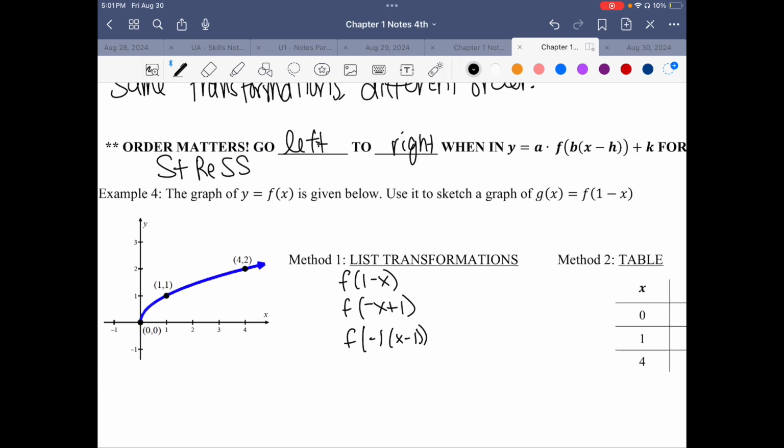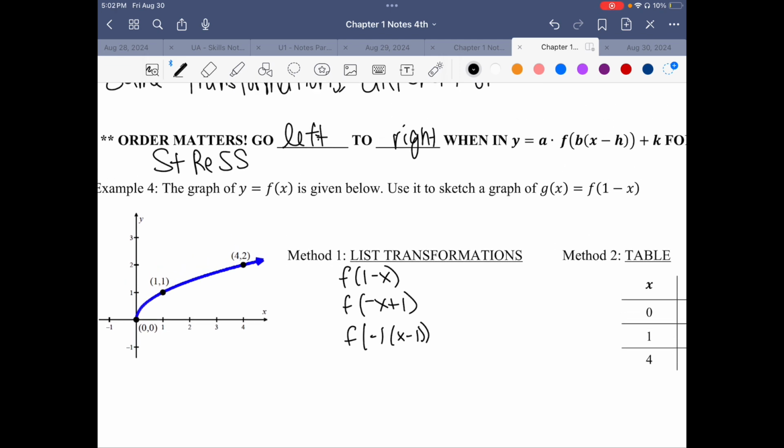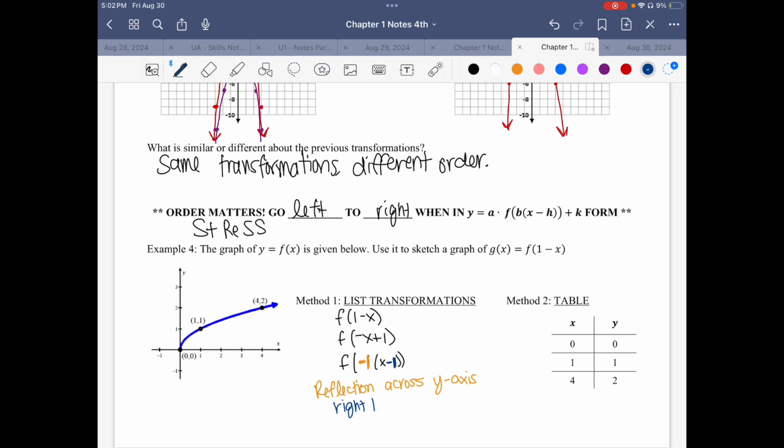Otherwise, your shifts will not be correct. So what I see here is actually a reflection across the y-axis. And then there should be a shift to the right one. Okay.